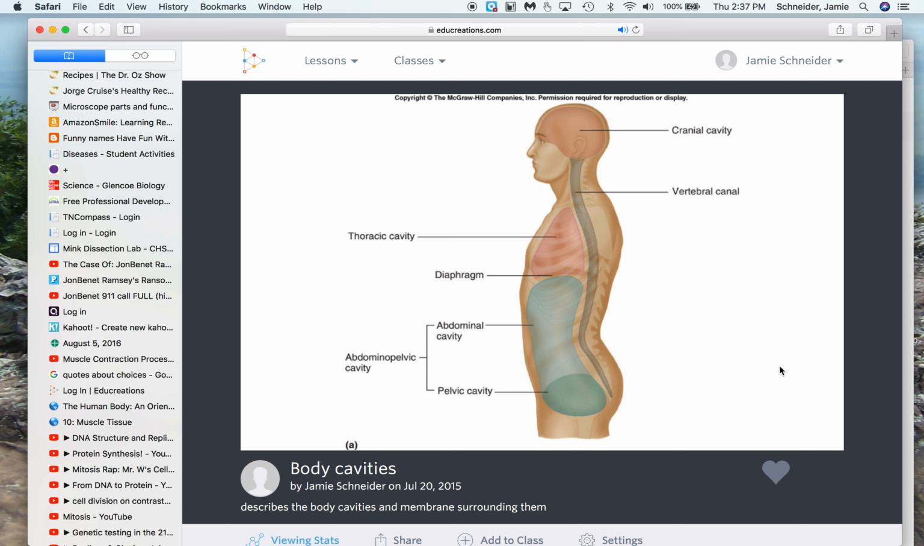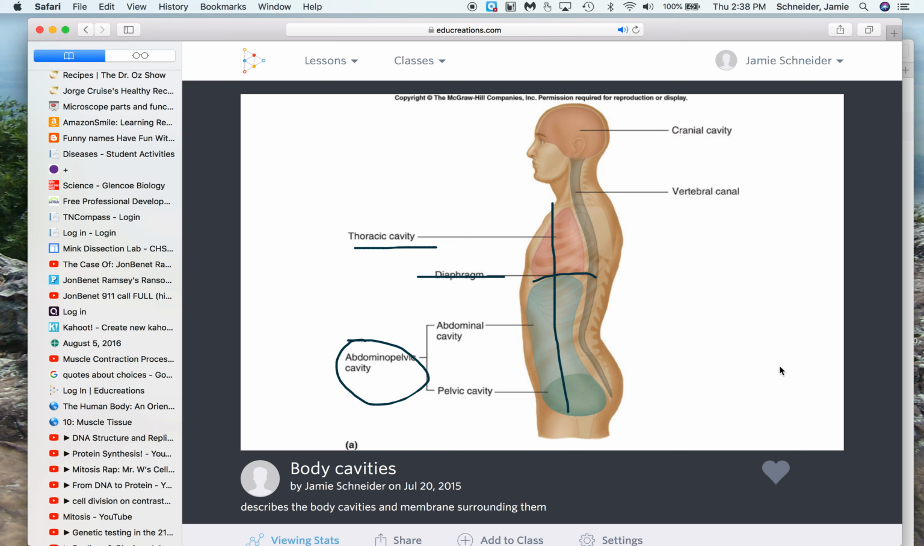Now let's go on to the ventral or the anterior cavity. This right here contains all of the ventral or the anterior cavity. Now, it's divided into two cavities, the thoracic cavity and the abdominopelvic cavity. And what divides it is the diaphragm, which is a smooth muscle that lays between the two.